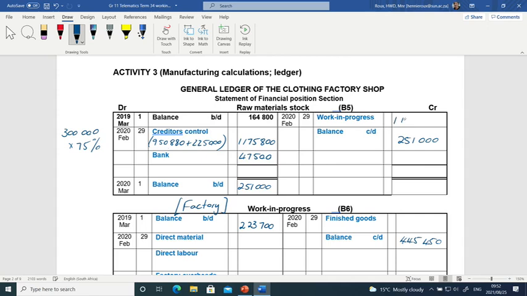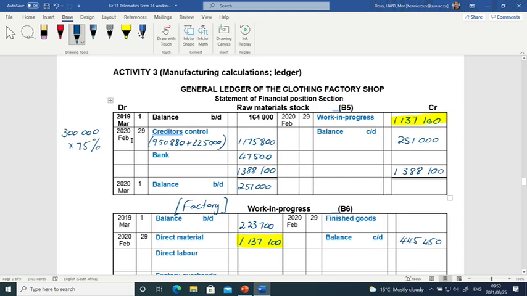This will be your balancing amount, 1,137,100. If we add up, this will give us 1,388,100. So we just balance that account in order to calculate the balancing amount, and that will be the raw materials that we issue to the factory. So this will be shown in this account. Method mark because we've done the calculation there.